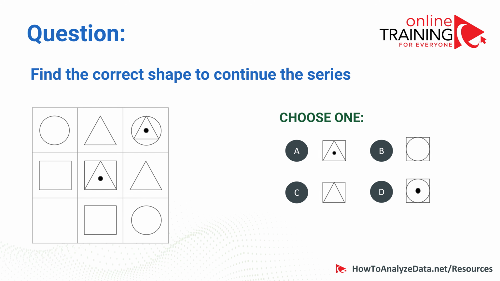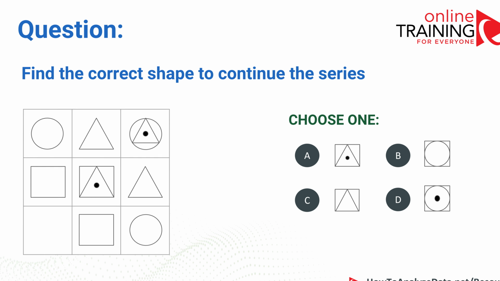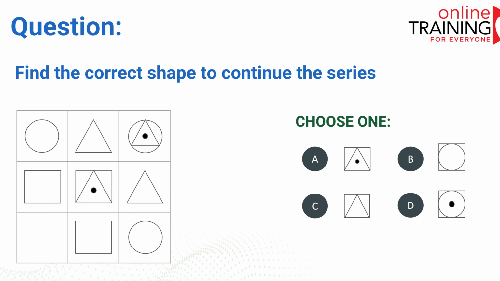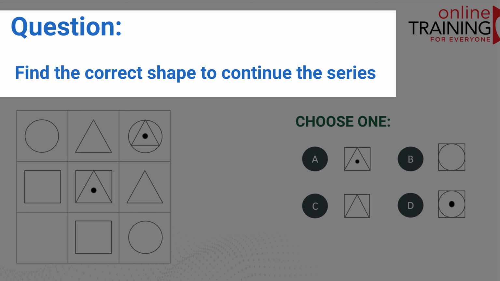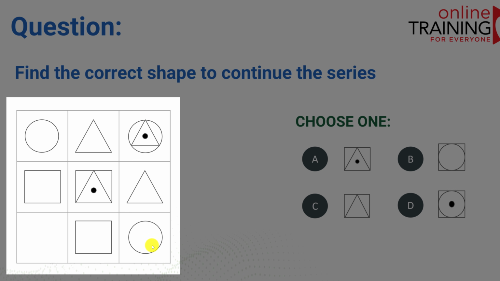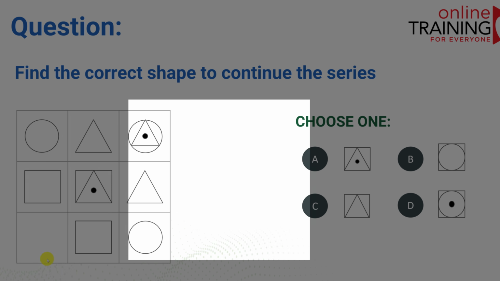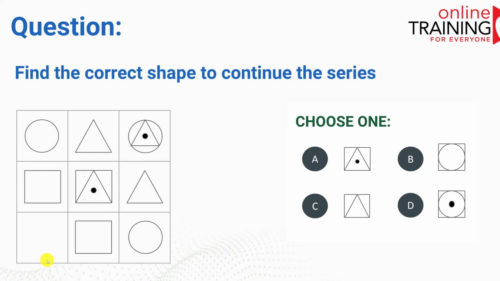Let's look at the question, which is frequently used as part of numeric reasoning test and aptitude test. Find the correct shape to continue the series. You're presented with the 3 by 3 box, which contains multiple shapes, and 1 shape is missing in one of the boxes. There are 4 choices. Can you detect which one is the correct one?